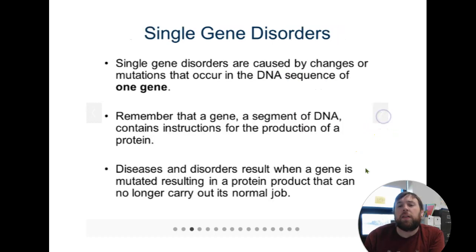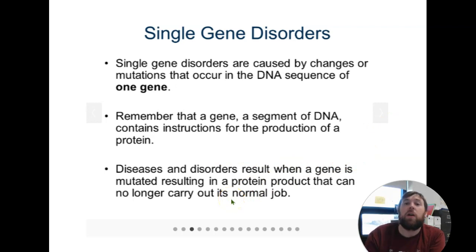Now, a single gene disorder is a disorder that is caused by a mutation at exactly one gene. We're only changing one specific gene in the body, and therefore this one gene that codes for one particular protein is the root cause of that protein not being able to be made, because that segment of DNA, that gene, carries instructions for the production of that protein.